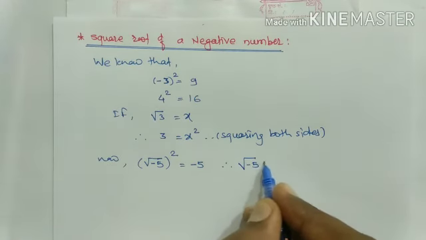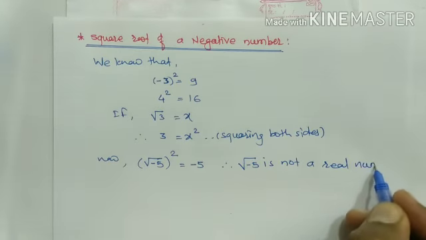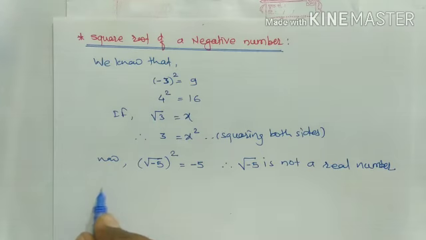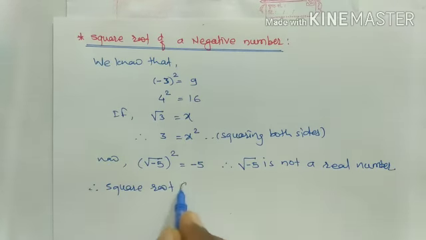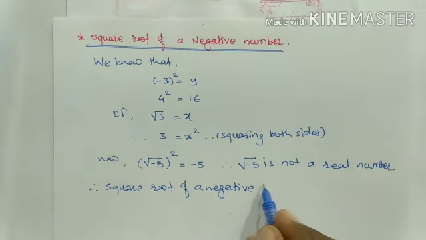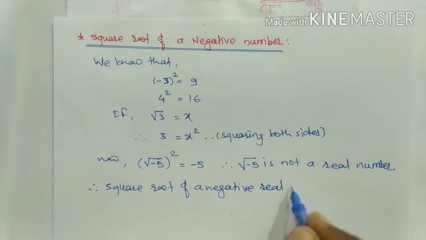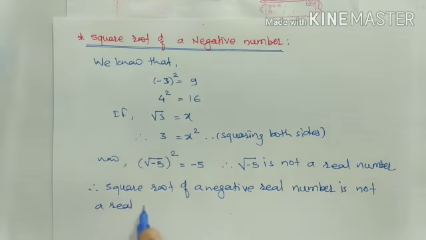Therefore under root -5 is not a real number, and hence the square root of a negative real number is not a real number. लक्षात ठेवा आहे, the square root of a negative real number is not a real number.